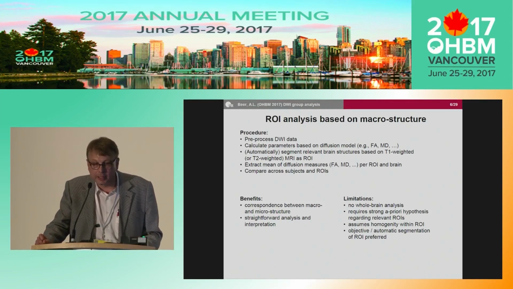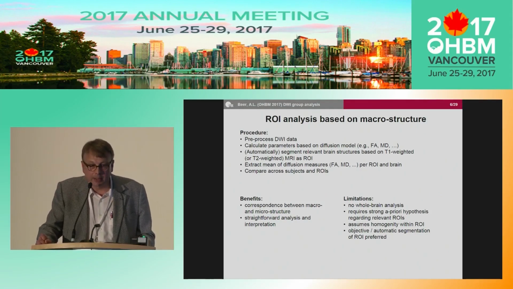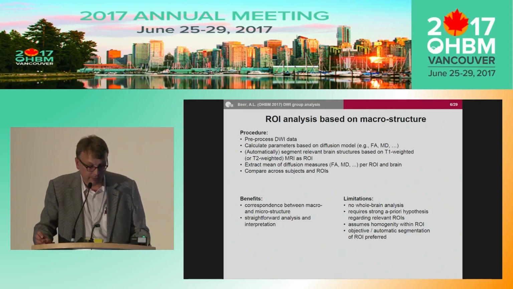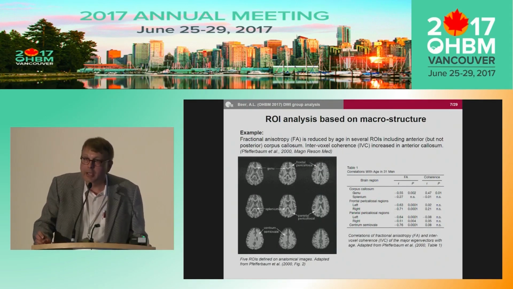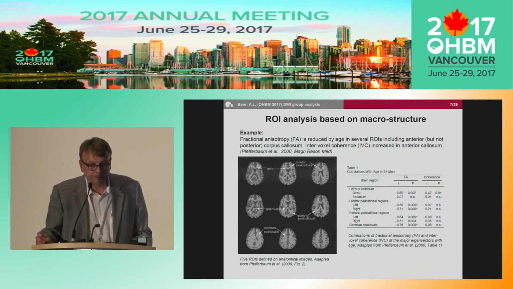Nevertheless, there are certain limitations. It's not a whole brain analysis. It requires a priori hypothesis about the relevant region of interest. It further assumes that there is a homogeneity within the ROI, and you should have some automatic segmentation of this region of interest.